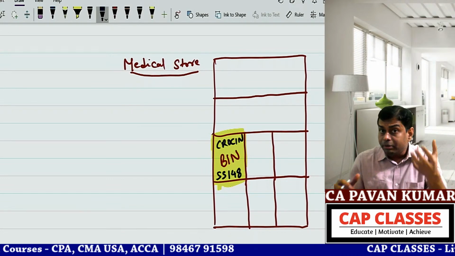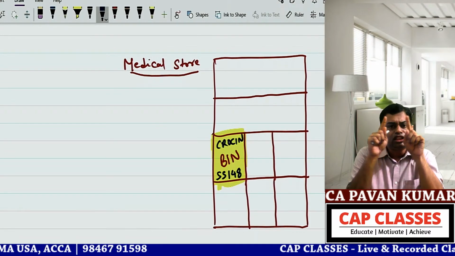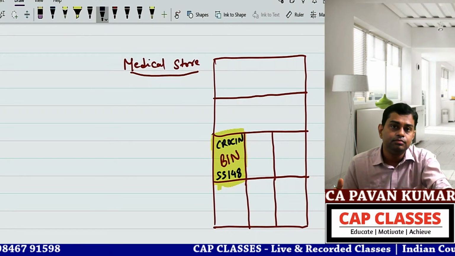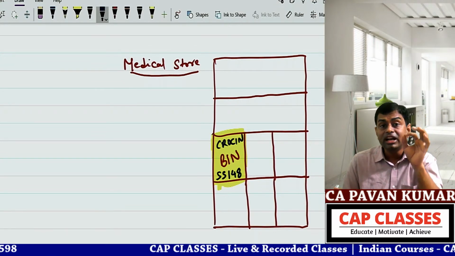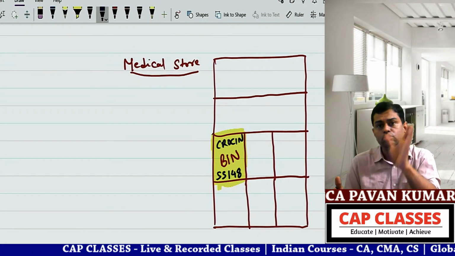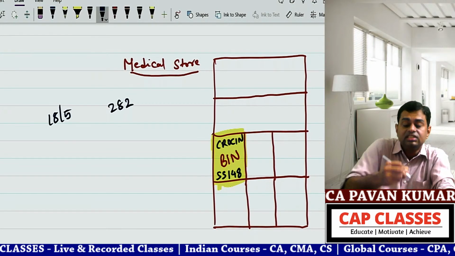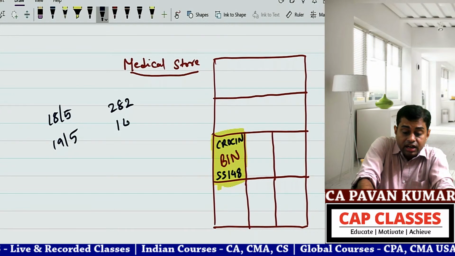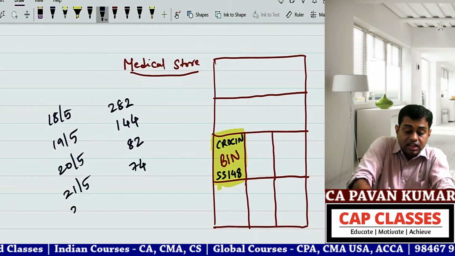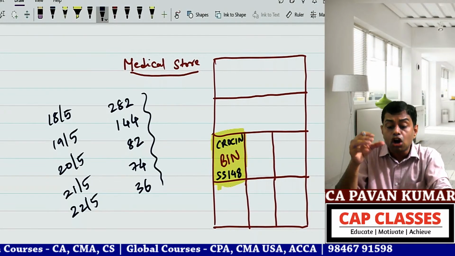Now, without opening the box, if I want to know how many medicines are there inside, they will paste a small Excel sheet printout, like a table, on this bin card. On that, the date will be there, opening stock, issues and closing stock will be there. So they will write it like this: 18/5, 282 medicines are there; 19/5, 144; 20/5, 82; 21/5, 74; 22/5, 36. So this is the updating of the closing stock on the bin.